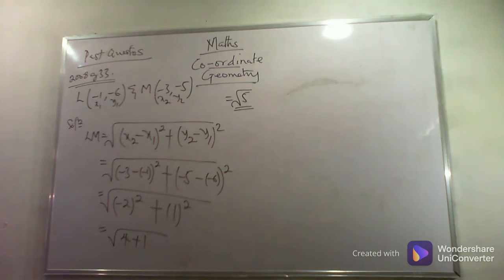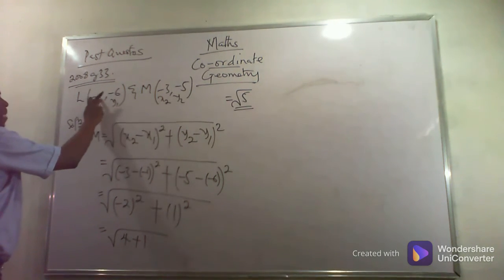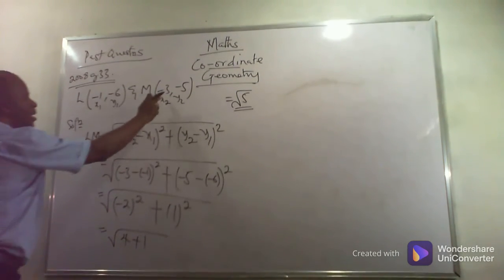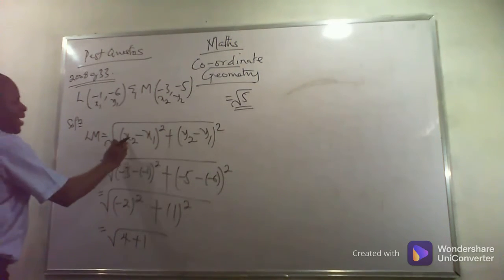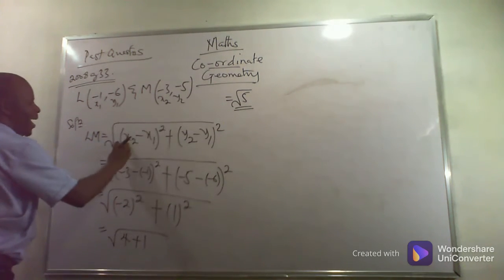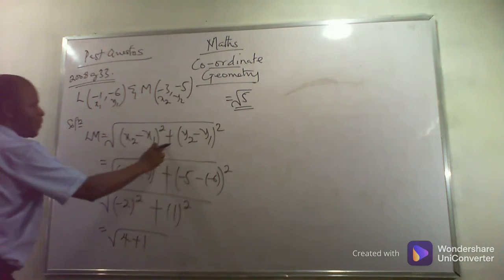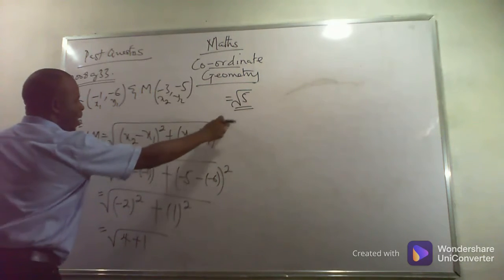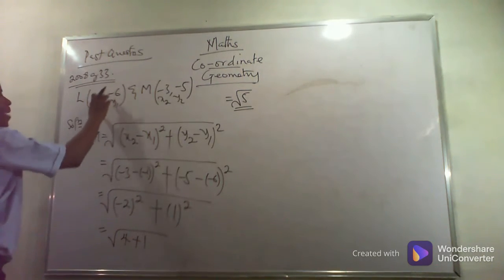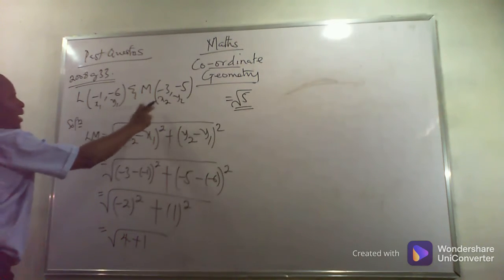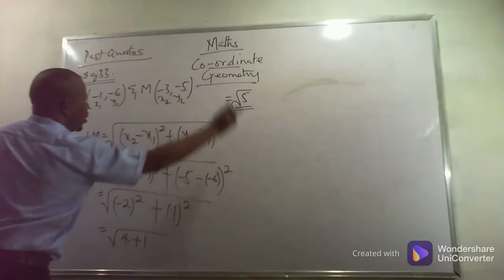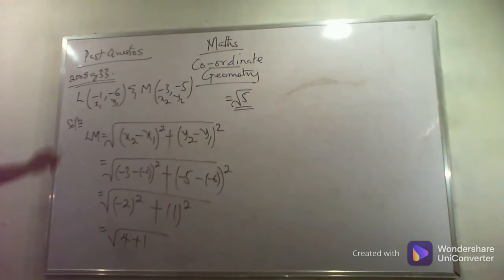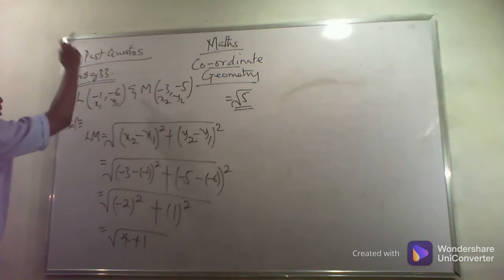I'll go through the solution again. JAMB gave us point L and point M as minus 1, minus 6, and minus 3, minus 5. And our formula remains square root of x2 minus x1 squared plus y2 minus y1 squared. So we label our points x1, y1, x2, y2, and we substitute. That leads us to what? Root 5. That is 2008, question 33.